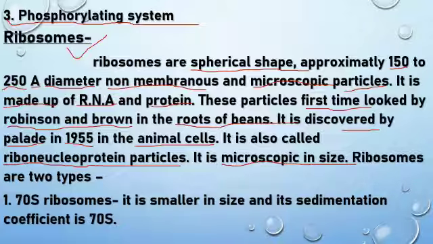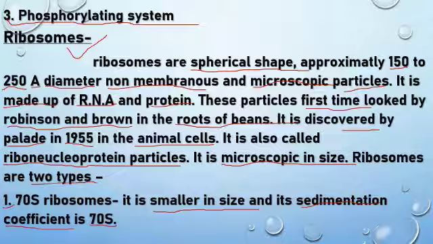Here we can say that ribosomes are of two types: the 70S type and the 80S type. What's the 70S type? The 70S type of ribosomes are smaller in size, and its sedimentation coefficient is 70S. So it is called the 70S type of the ribosomes.